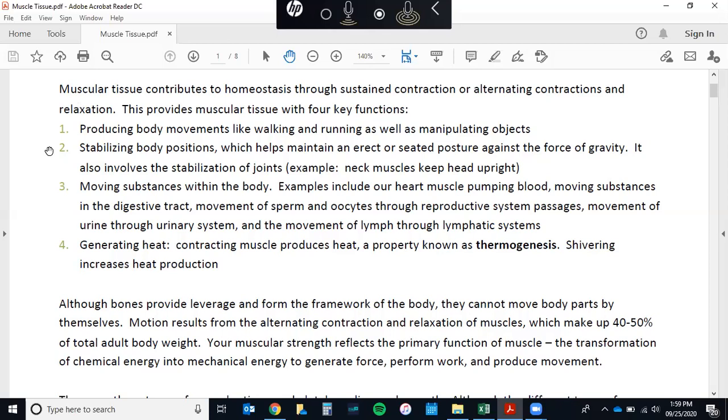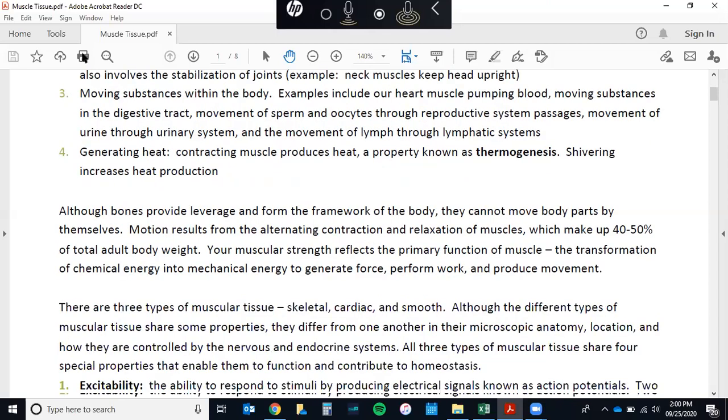When we talk about muscle, especially in this unit, the main type is skeletal muscle. We just got done talking about the skeleton, so we're moving on to what's attached to it to allow us to move and to stabilize body positions, two of the four key functions of muscle tissue. These first two relate specifically to skeletal muscle. Body movements like walking and running have nothing to do with smooth or cardiac muscle. The same goes for stabilizing body positions, like helping maintain erect or seated posture against gravity, which involves stabilizing joints, like the muscles in our neck that keep our head upright.